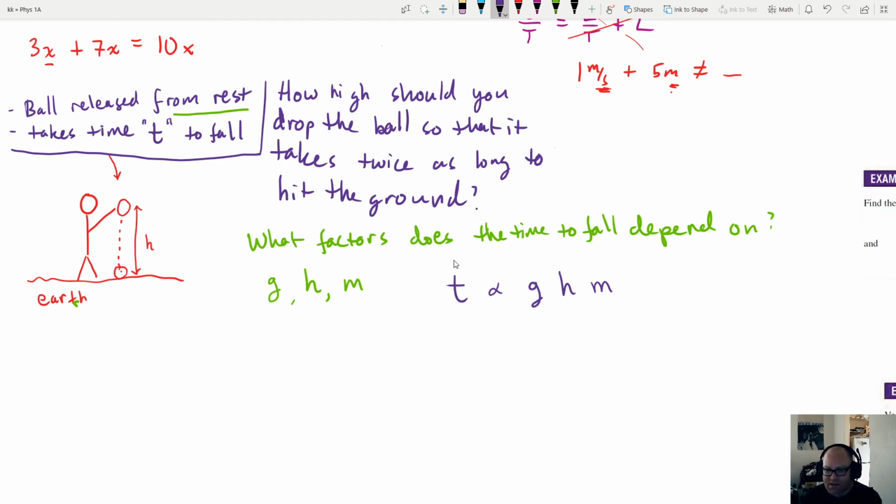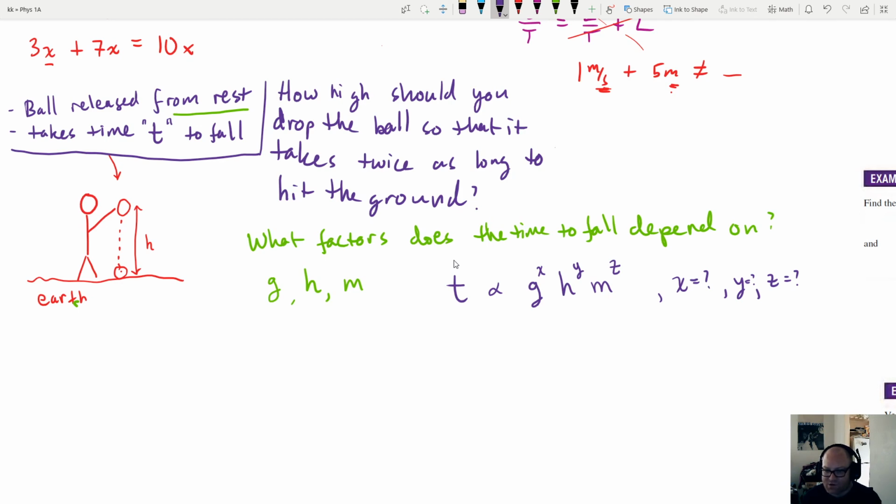However, if we just multiply them by each other like this, it's not going to work out, right? And we can prove that by writing in the units, as we'll do in a second. So instead what I'll do is I'll say G is going to have to be raised to some power that we'll call X. H is going to have to be raised to some power that we call Y. And then the mass will be raised to some power that we call Z. And our goal basically is to figure out what those powers are. What is X, what is Y, and what is Z? What are the powers that we raise these to get time, basically?